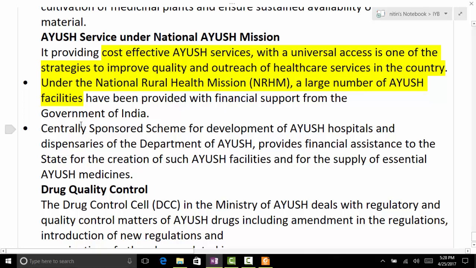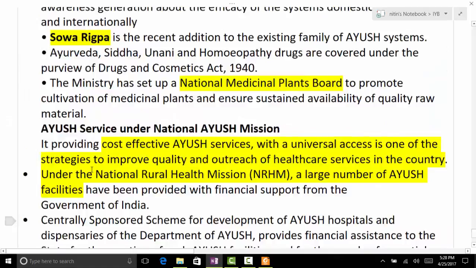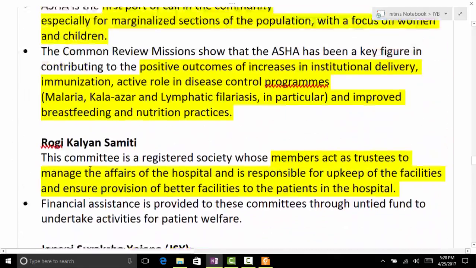Under the National Ayush Mission, cost-effective Ayush services with universal access is one of the strategies. Under NRHM, a large number of Ayush facilities have been provided, and even under our present National Health Policy 2017, again impetus is given to Ayush. So that's all from this chapter.